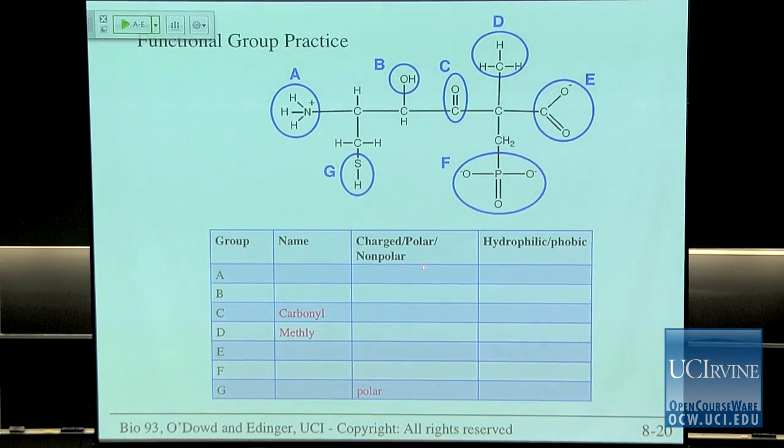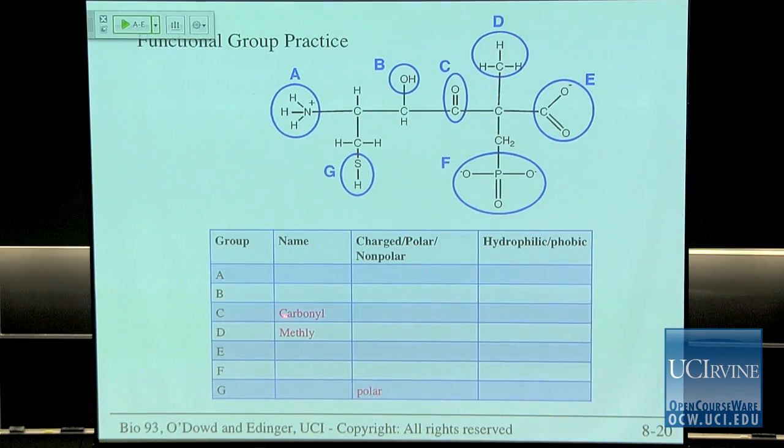Is it charged, polar, or non-polar? Charged. It's charged because it has a positive charge. It's actually fully gained an extra hydrogen. So is it hydrophilic or hydrophobic? Hydrophilic, exactly. Okay, B is what? Hydroxyl, very good. Is it charged, polar, or nonpolar? Polar, that's right, because it has oxygen and is creating a partial positive and partial negative charge. Hydrophilic or hydrophobic? Philic is correct.